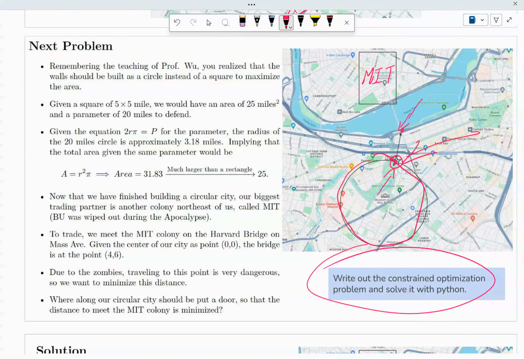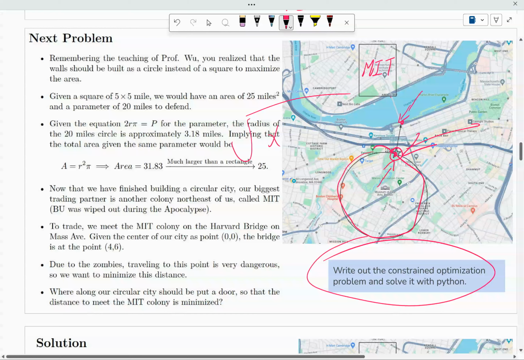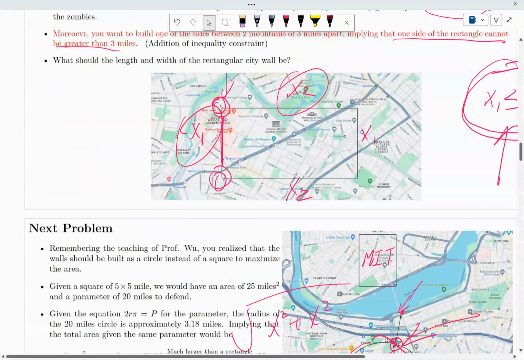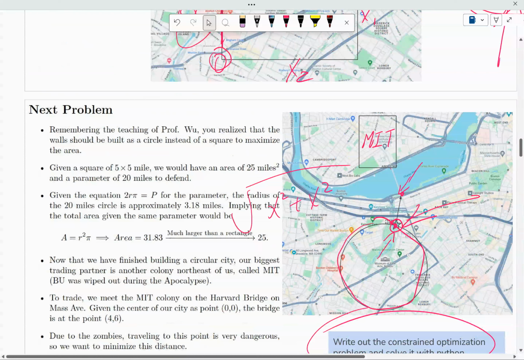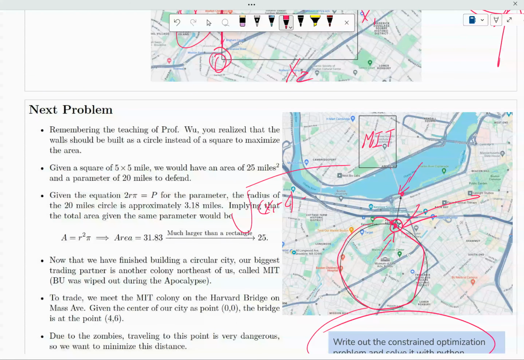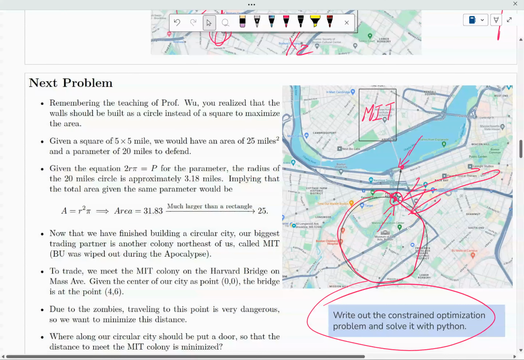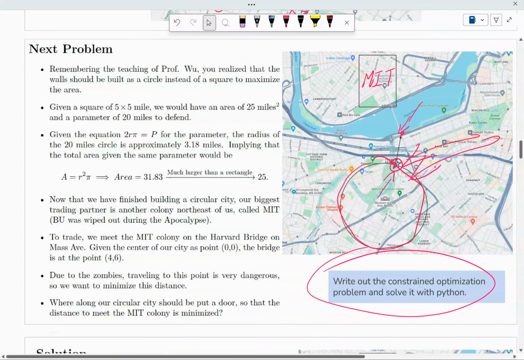Equation of a circle is, I think it's x squared plus y squared, something like that. Is that right? Oh yeah, minus the center: x1 minus the center plus x2 minus the center, squared. Anyways, refresh yourself with the equation of a circle. That will be necessary. Okay, hopefully you took some time to think about this problem.